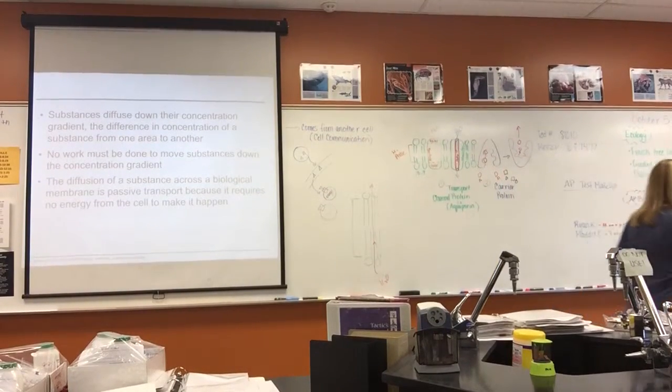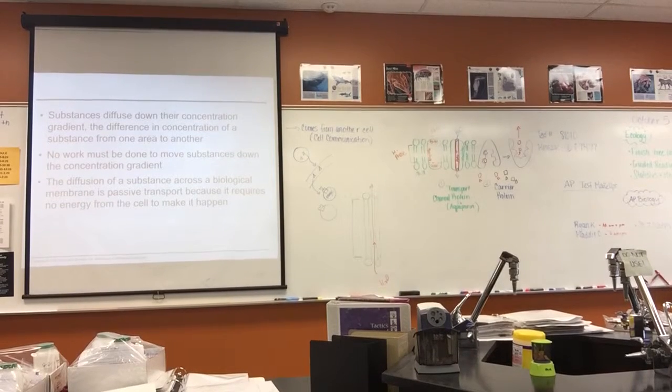So we say, when we're talking about substances diffusing, that substances diffuse down their concentration gradient, which is the difference in concentration of a substance from one area to another. No work must be done to move substances down the concentration gradient. The diffusion of a substance across the biological membrane is called passive transport because it requires no energy from the cell to make it happen.